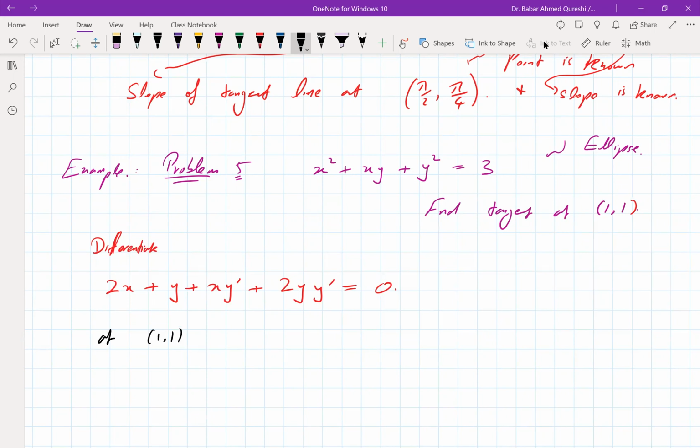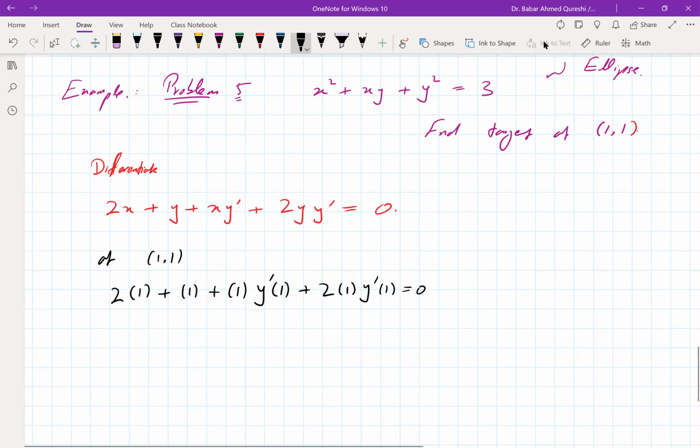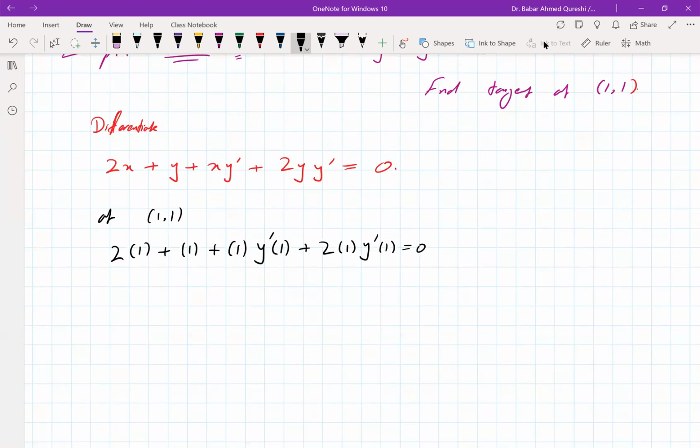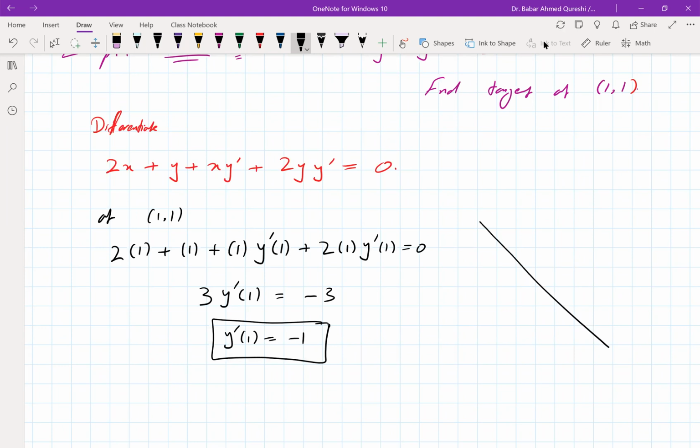At 1, 1, I get 2 times 1 plus 1 plus 1. This is not 1. This is y derivative at point 1. So you get y derivative of 1 times 3 is equal to minus 3. So y derivative of 1 is minus 1. It's a line like this.